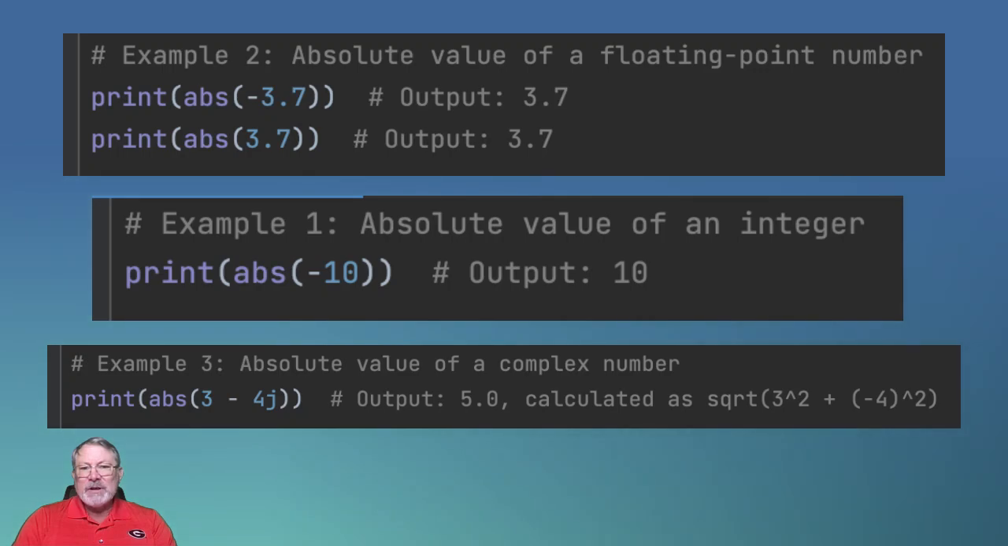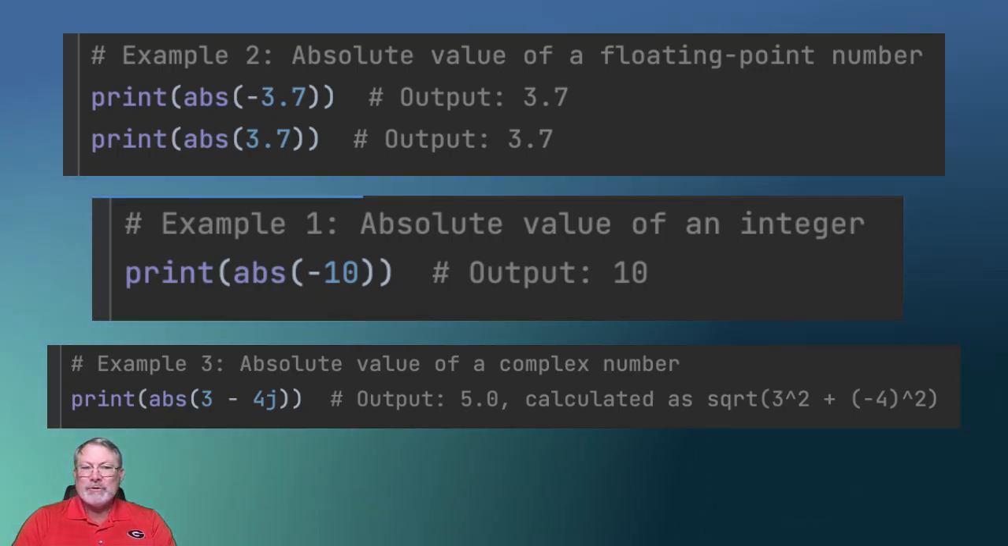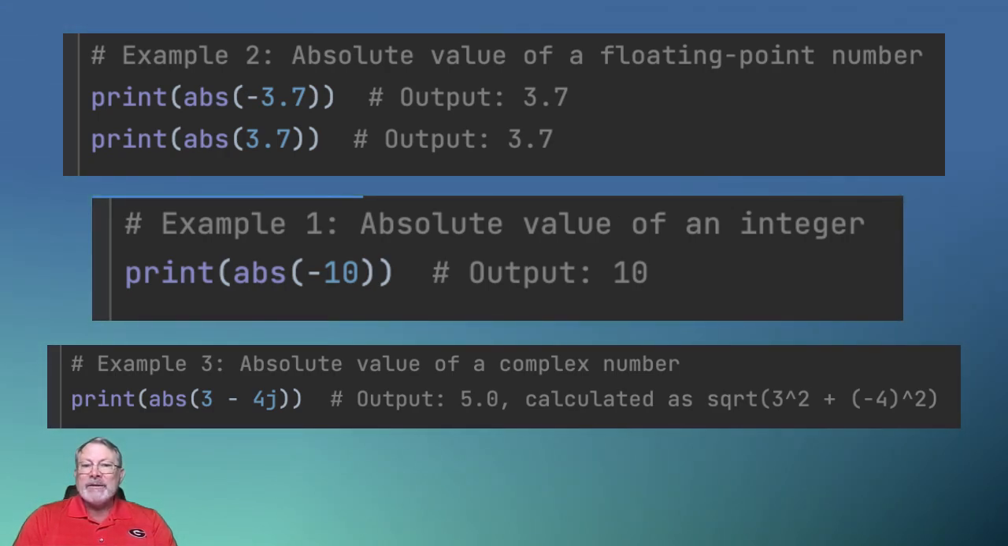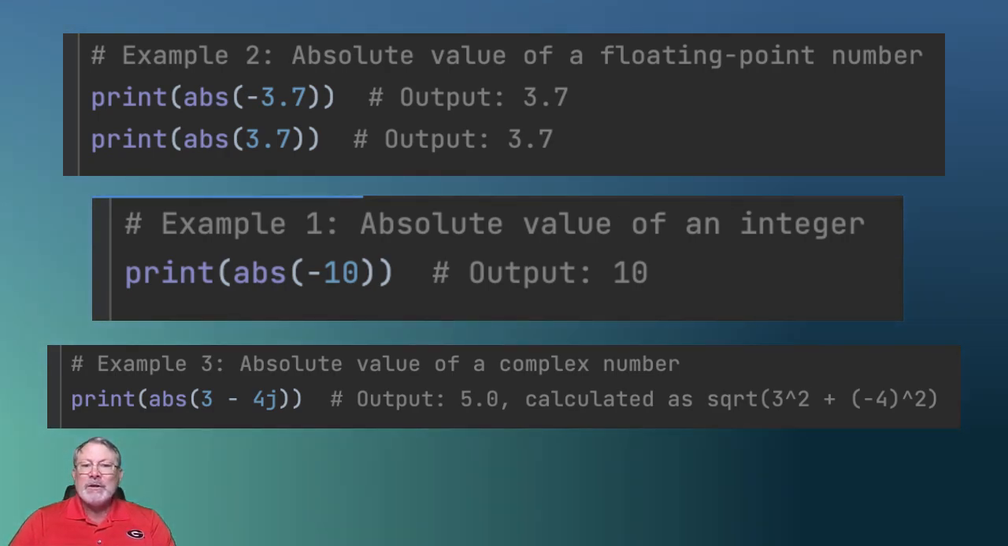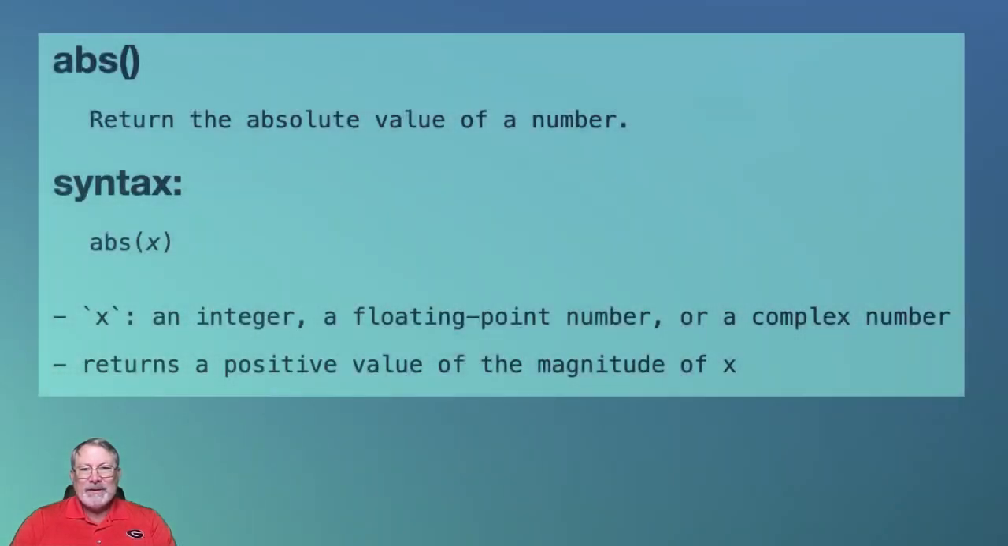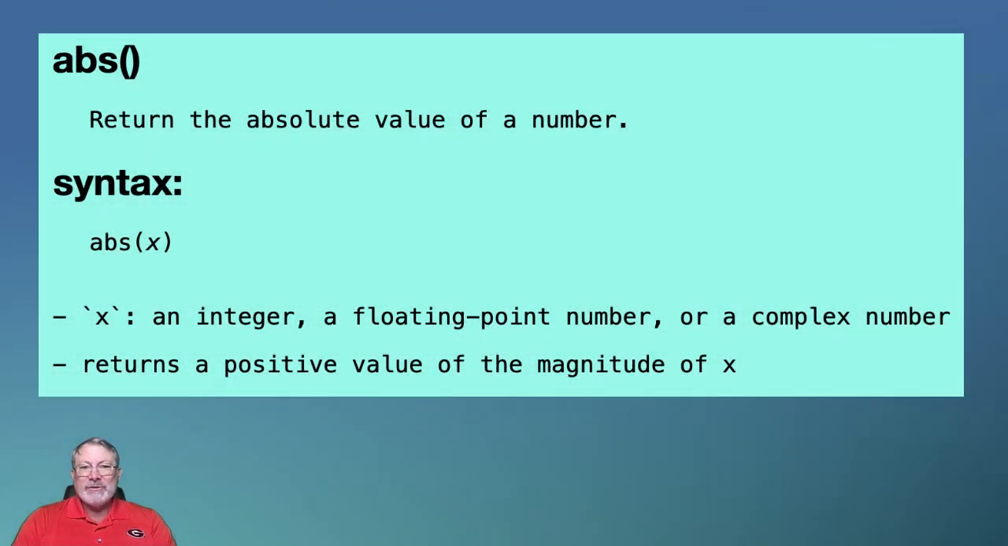These examples demonstrate how abs is used to find the absolute value of integers, floating points, and complex numbers, highlighting its versatility across different numerical types. And that's your quick guide to using the abs function in Python. Whether you're dealing with basic math or complex scientific calculations, abs helps ensure your operations are robust and reliable.